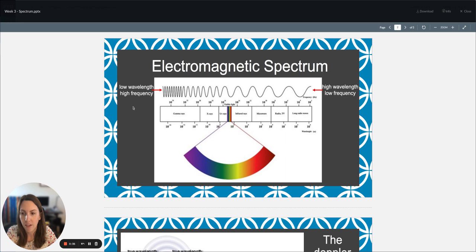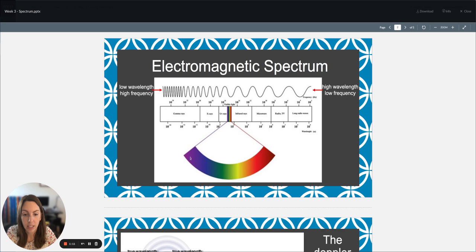Some of the things that have higher frequency or a lower wavelength, so that means that the waves are closer together, are things like X-rays or UV rays. Things with a lower frequency and a larger wavelength, so a bigger space in between the waves, are things like microwaves or radio waves. The part that we're going to focus on is the visible light spectrum, which is a very small section of the electromagnetic spectrum, and it's magnified down below.